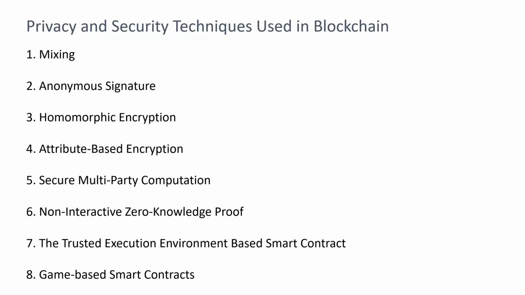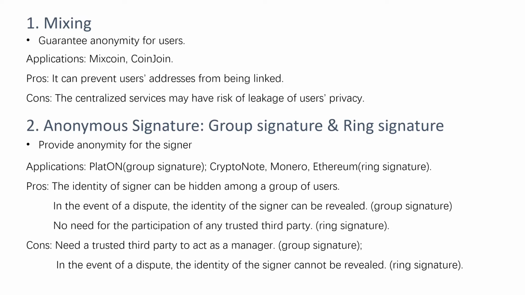In this section, we will discuss a bunch of techniques that can be used to protect the security and privacy of blockchain systems. In our report, we studied 9 technologies related to blockchain security and privacy. The first one is mixing. Here, mixing services are designed to prevent users' addresses from being leaked. Relevant applications include Mixcoin and CoinJoin. The first generation of mixing services used centralized servers. However, centralized services may have the risk of leakage of users' privacy.